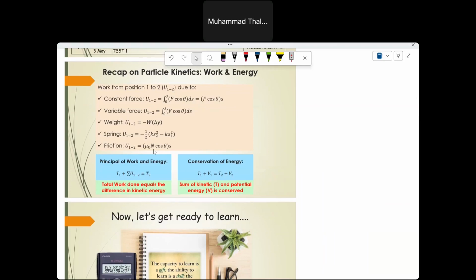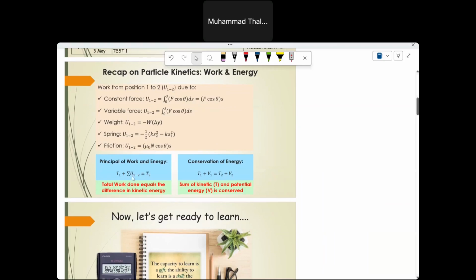Okay. Then when we have found all the work done by the many forces that we identify from our free body diagram, we can plug in our principle of work and energy. Your T1 plus the summation of work from 1 to 2 equals T2. The kinetic energy is represented as T. Remember, your kinetic energy is half times mass times velocity squared, and you have to specify it at point 1 and point 2.